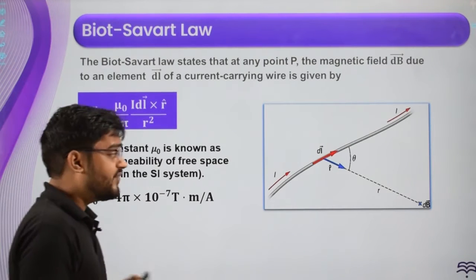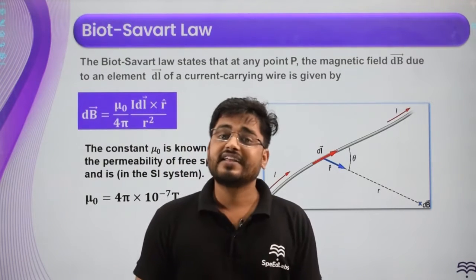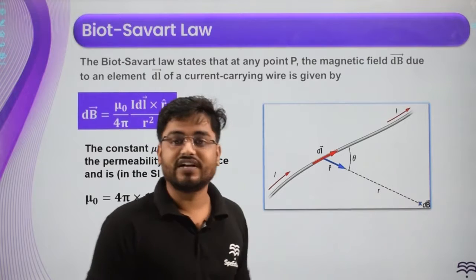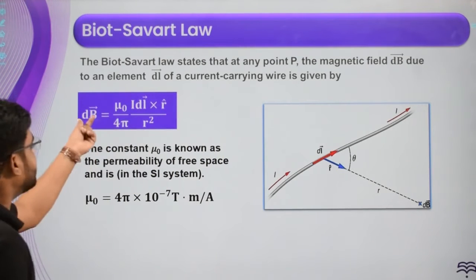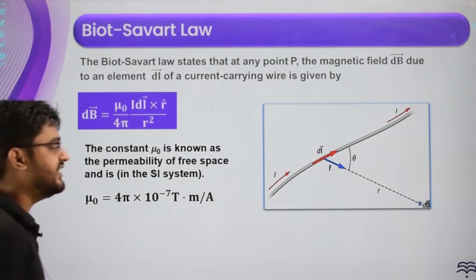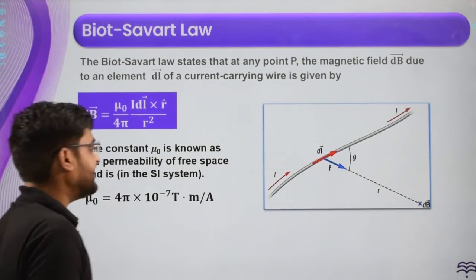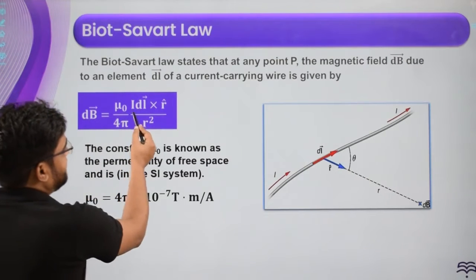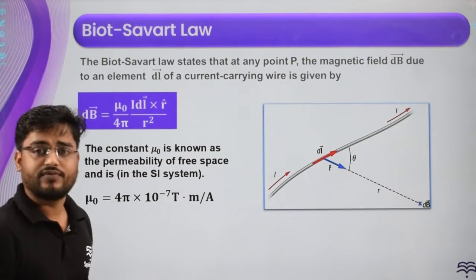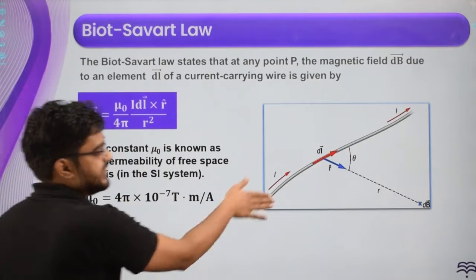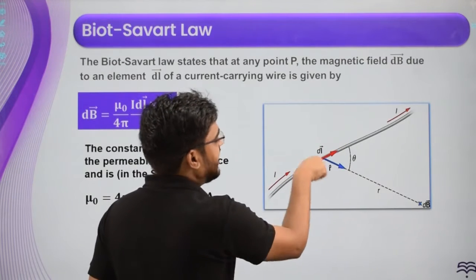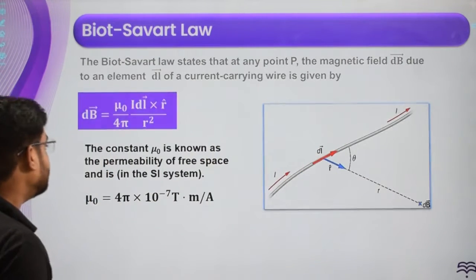One more thing, the direction of this magnetic field. Magnetic field is a vector quantity. As you can see, it is a cross product of two vector quantities. So to find the direction, the direction is the same as dl cross r vector. For direction, you can use r vector; r cap is the same direction. So dl cross r vector, we will use the right hand rule to get the direction.